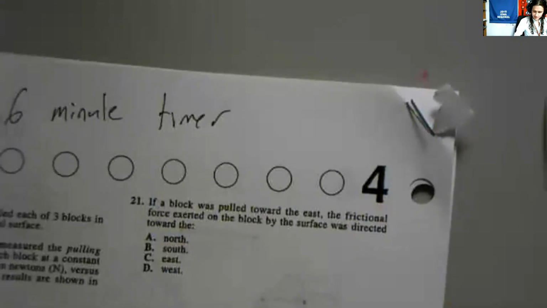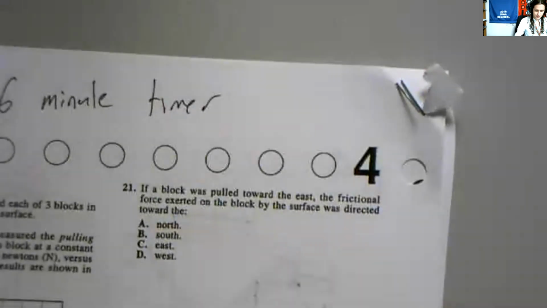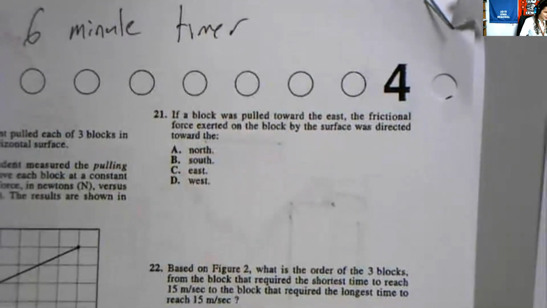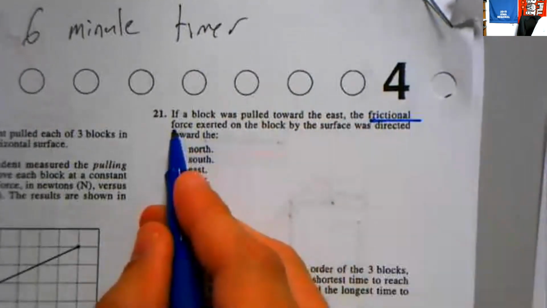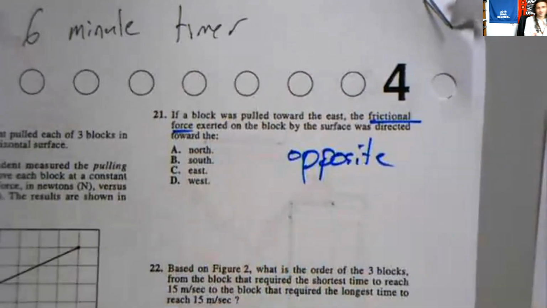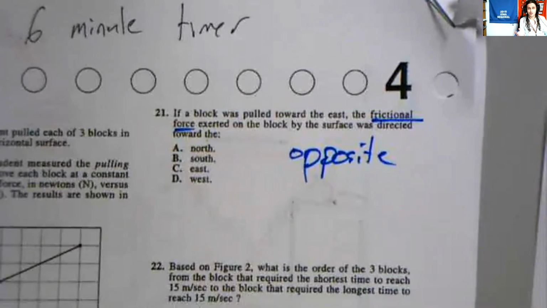So hopefully you've paused it, and hopefully you're back with me. Let's work through this. If a block was pulled toward the east, the frictional force exerted by the block on the surface was directed. You just kind of gotta know about friction. If I drag something one way, which way does friction act? Friction is always going to act in the opposite direction. This is one of those where you just gotta know how friction works.